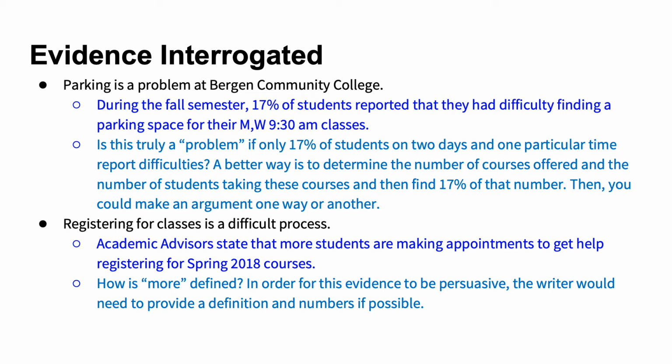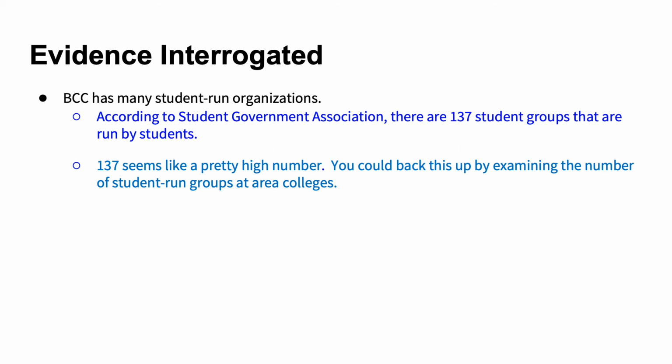Academic advisors state that more students are making appointments to get help registering for their spring 2018 courses. So in this case, how is more defined? Is it 2 more sessions? Is it 50 more? Is it 70 more? Without that actual number, it's really hard to tell. Now let's look at this last one.